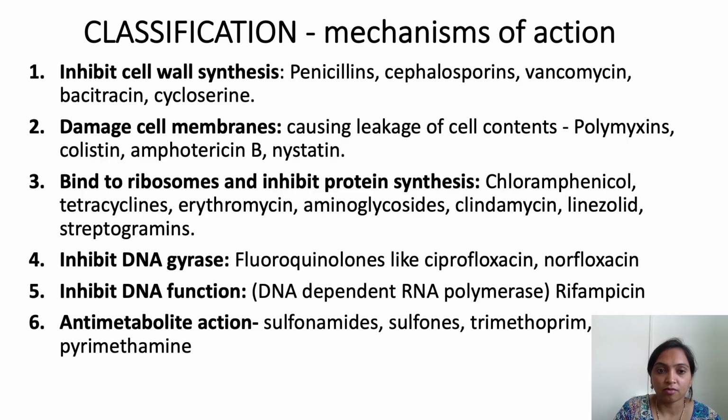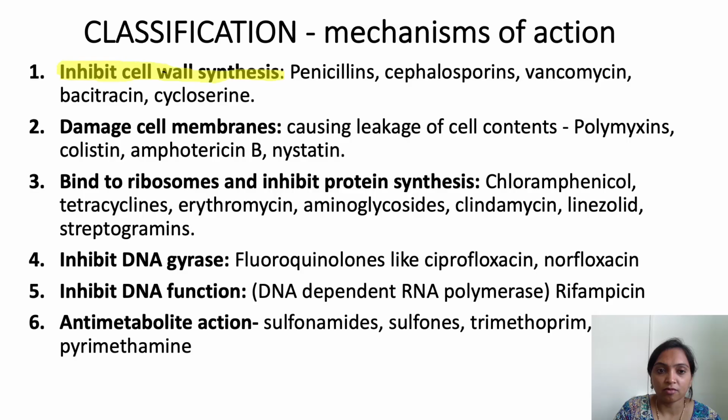One classification is based on their mechanism, which is commonly used and very important, and we also have classification based on their spectrum, and based on whether they kill or only prevent growth. We'll see that later. To begin with, based on mechanism, the first class is cell wall synthesis inhibition, as shown in the picture.